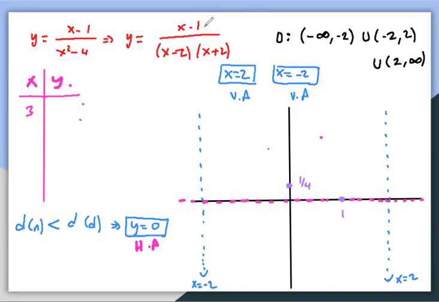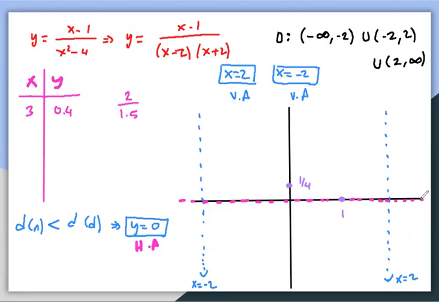If I plug in 3, that will be 3 minus 1, which is just 2. So I'm going to write here 2 over, 3 minus 2 is 1, and then 3 plus 2 is 5. So 2 over 5, which is going to be 4 over 10, so it has to be 0.4. So that will be 0.4. So let's ignore this stuff. Okay, so we have 0.4, which is going to be 3 comma 0.4.